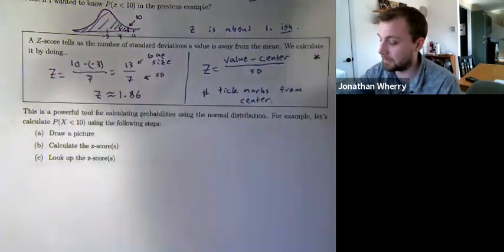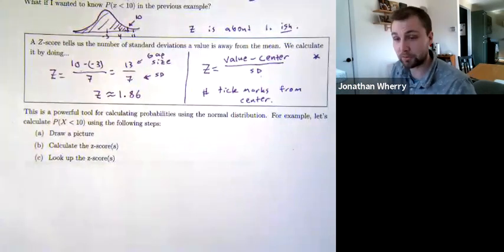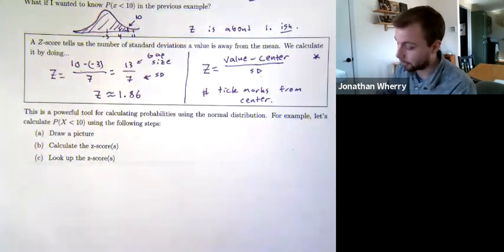So I'm going to go through this nice 3-step process here. My first step, I'm going to draw a picture. My second step, I'm going to calculate the z-score. That's how many tick marks away I am. And third step, I'm going to look those z-scores up using a normal table. So here I go.